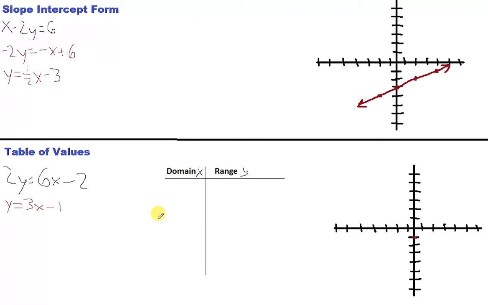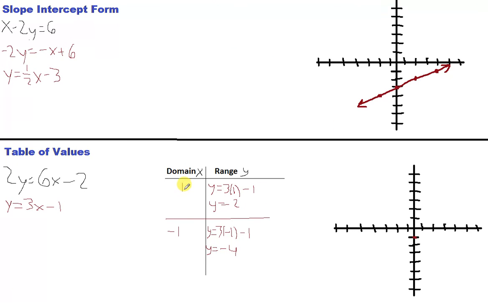So we will go with a positive 1, just to keep it easy, simple. Plug in a 1, so y equals 3 times 1 minus 1, y equals 3 minus 1, so 2. Okay, we'll do another one. Before we plot any more points, go with negative 1, to get it going in the other direction. Y equals 3 times negative 1, sorry, minus 1. And then bring that down. Y equals negative 3 minus 1, so negative 4.